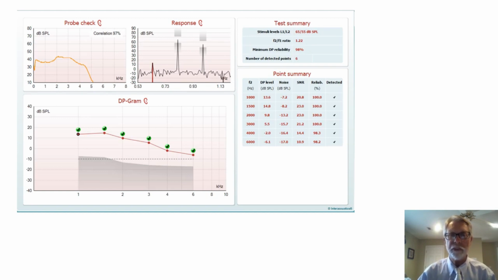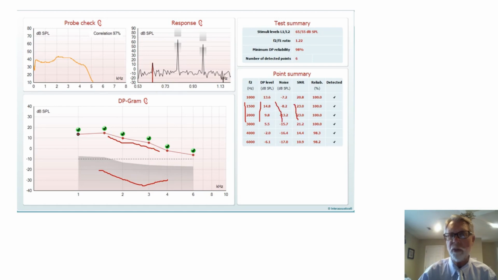And look at what's displayed for you. Here you have the noise level, right? And of course, here are the emission levels plotted nicely there. That green check mark means that it was of the proper amplitude and signal to noise ratio range. Then I got all the numbers over here. Right? Here's the frequencies that were tested. Here's the level of the emission. Here's the level of the noise. Here's the signal to noise ratio.